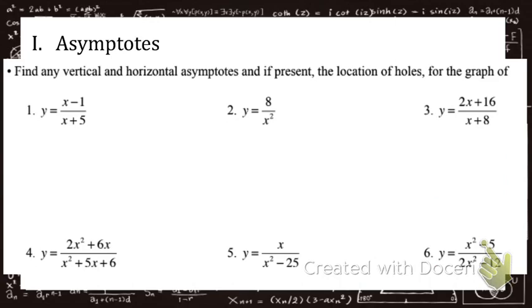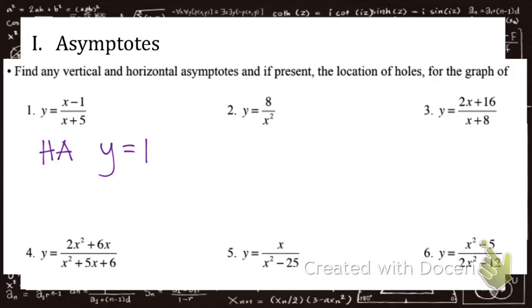All right, for asymptotes, it says find any vertical or horizontal asymptotes and, if present, the location of holes for the graph. On this first one, we don't have any holes because there's nothing to factor. For the horizontal asymptote, because this is x to the first power over x to the first power, the rule is if the degrees are the same, then the horizontal asymptote is at the ratio of the leading coefficients. Because the degrees are the same and there's a 1 coefficient up here and a 1 coefficient down here, the horizontal asymptote would be at y equals 1 over 1, which is 1. So y equals 1.